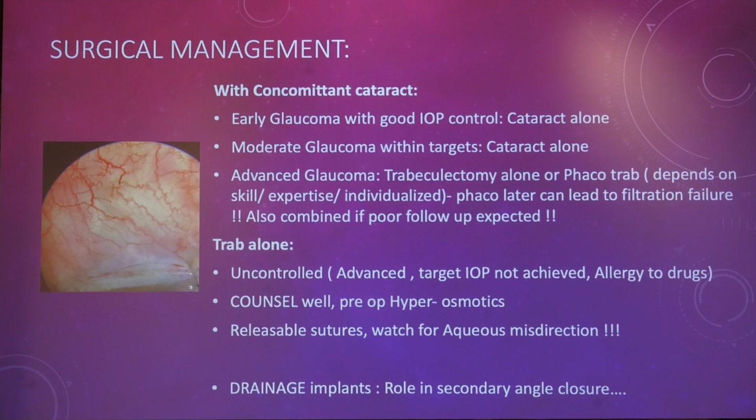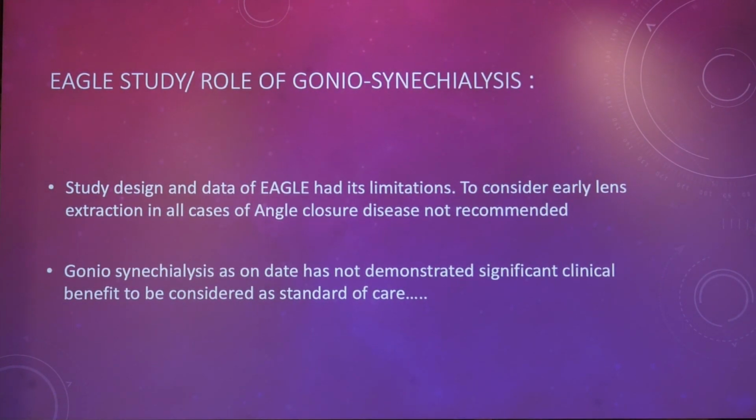Drainage implants have a role in secondary angle closure like neovascular glaucomas, where you can put the tube in the ciliary sulcus, and they do well. Such patients with active neovascularization and suboptimal laser definitely will do better with drainage implants as compared to trabeculectomy. The EAGLE study and the role of goniosynechialysis are debatable. The EAGLE study has its own limitations.